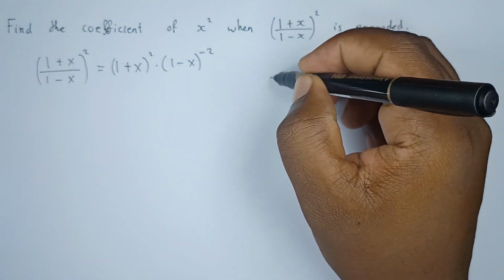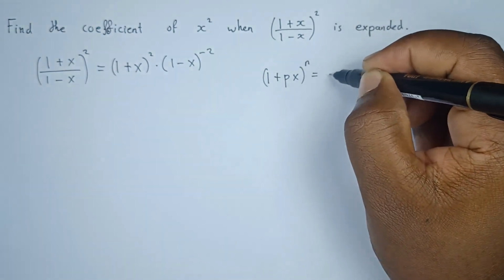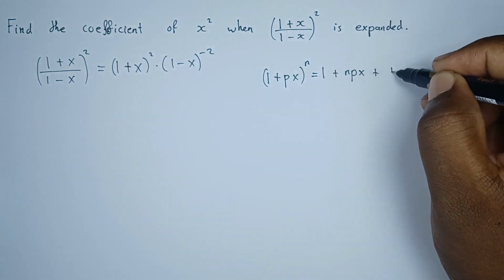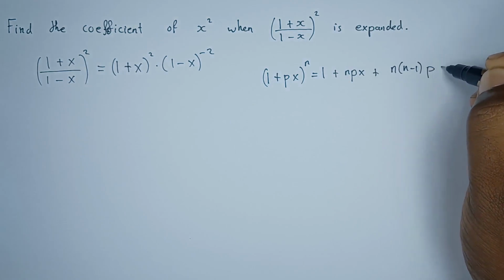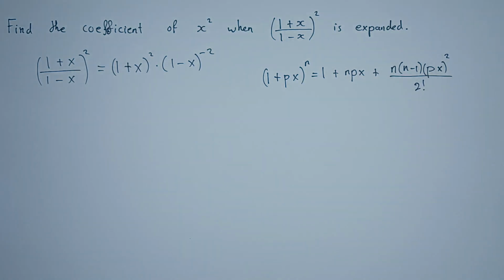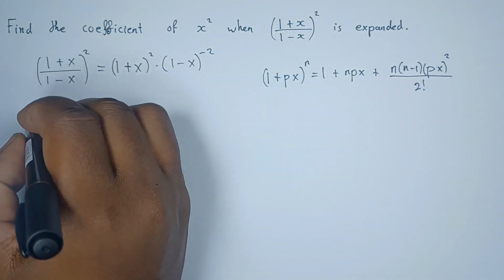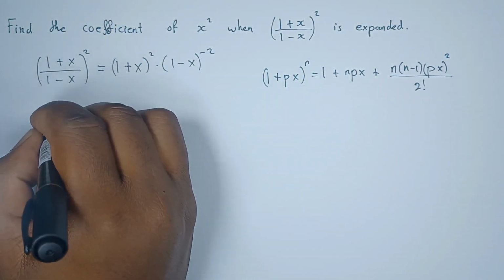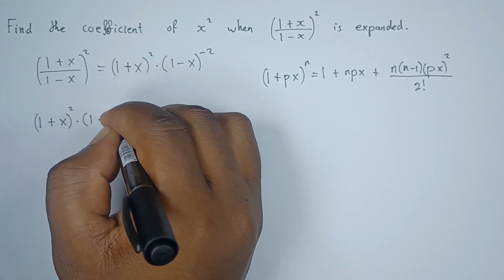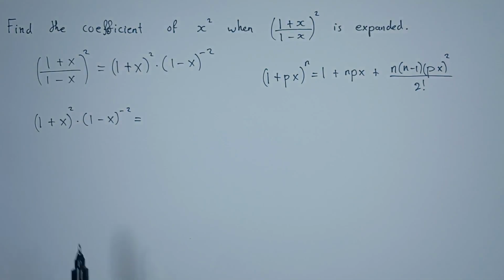Since we're going as far as x to the power 2, the formula we're going to use is this one: (1 + px) raised to the power n is equal to 1 + npx + n(n - 1)(px)^2 all over 2 factorial. Now, we're going to apply this for both of them. So I can have it as (1 + x)^2 times (1 - x)^(-2). I'll start with this one.